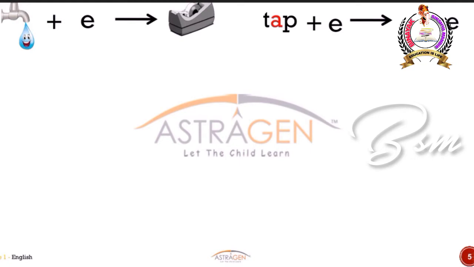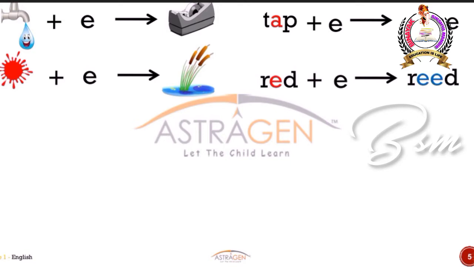The tape that we use to stick things. Next is the word red. When you add an E to it, you get the word reed. What do you mean by reed? It's a weed. It's a waste plant that grows in water.